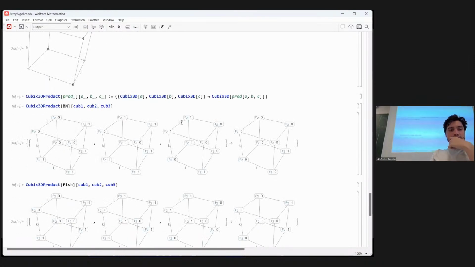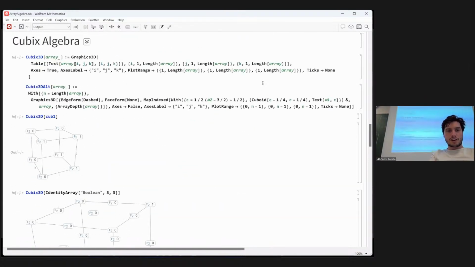And the point is that these kinds of products, the ones that I just showed, have this kind of shape. They take three cubes and they give you another cube, just like two matrices multiplied together to give you another matrix. That's just a visual representation of that. So what are those products?